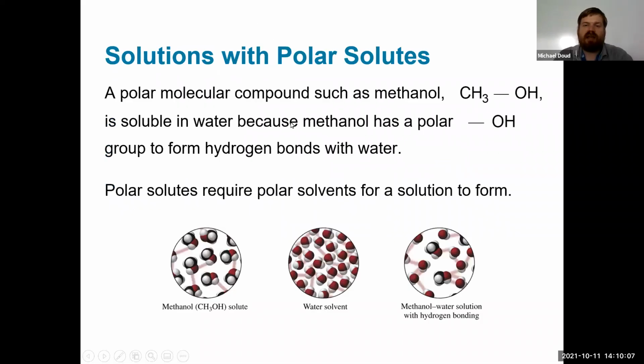However, if we just had a totally nonpolar molecule, like for example, propane, propane is all carbon-carbon and carbon-hydrogen bonds. As a liquid, propane will not mix with water because it's nonpolar.